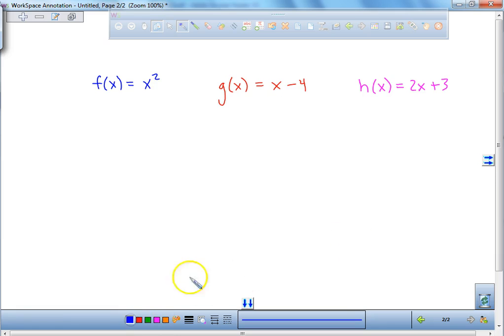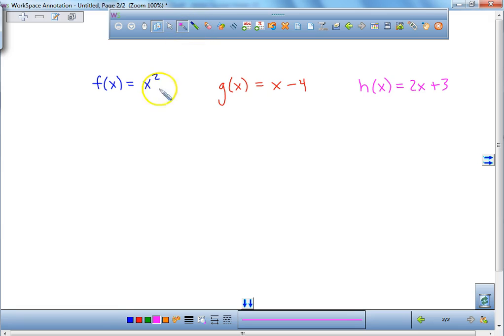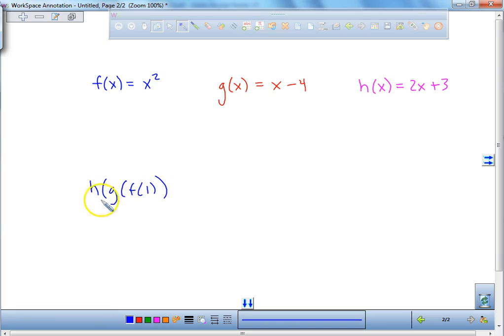Okay? And so what we're going to do is you might get a problem that says, what is h of g of f of 1? What is h of g of f of 1? All right? And so here's a quick little review of how to do this. You start with f of x, and what are you going to plug in there? You're going to plug in a 1. And what's 1 squared? 1.